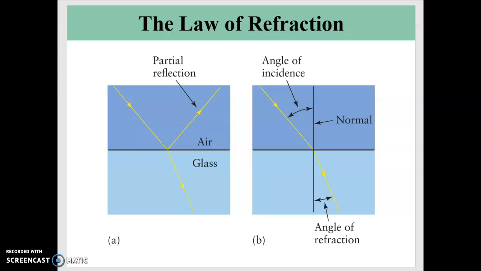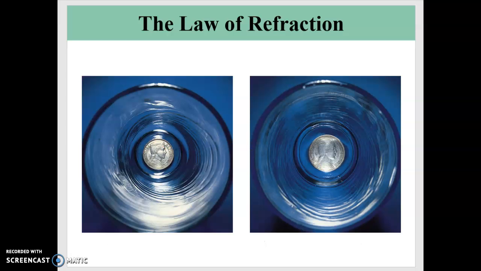Now, what are some consequences of refraction? Well, one consequence is that things aren't always as they appear. For example, if I have a coin at the bottom of a glass and I pour water into that cup, the coin actually looks a little bit bigger.